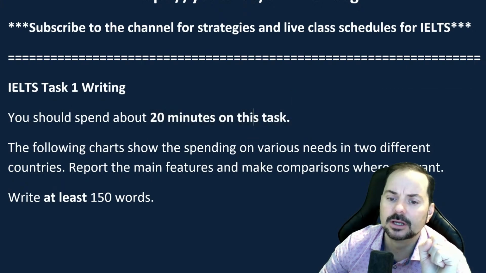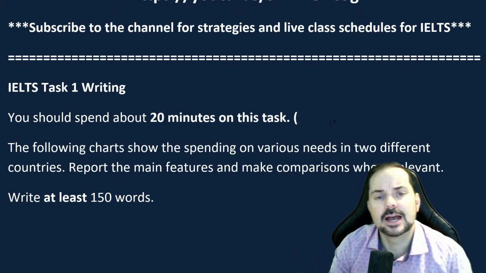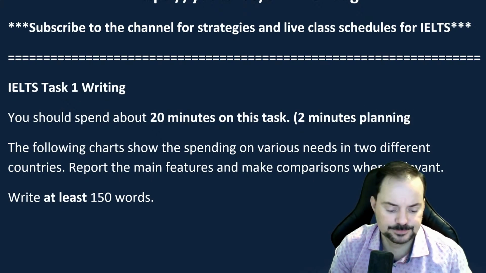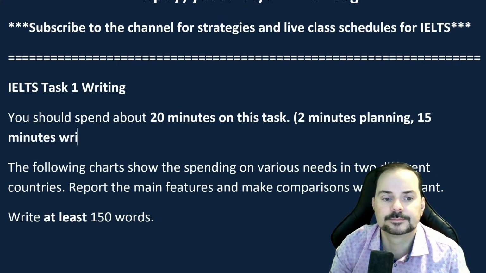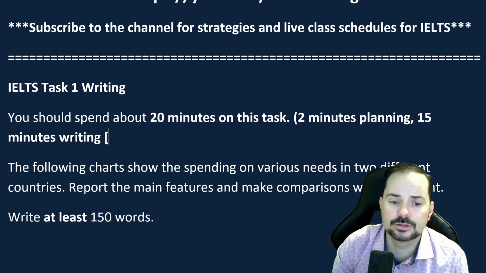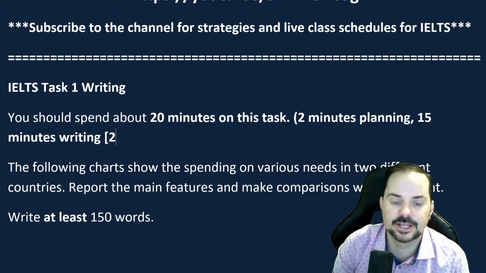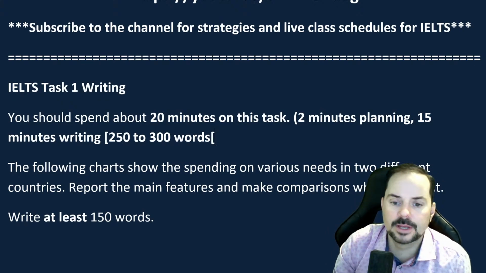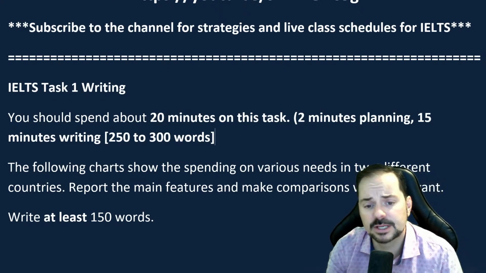And, you know, sometimes students are like, well, what should I do in that 20 minutes? So in that 20 minutes, students, just so you have some clarity, okay? So 2 minutes planning, 15 minutes writing. In that 15 minutes, you shouldn't just write 250 words. You should write 295 words. 250 to 300 words should be your goal. Okay, and if you write nice and fluently, that should be no problem. Make sure that you know how to touch type if you're doing the computer-based exam, okay?